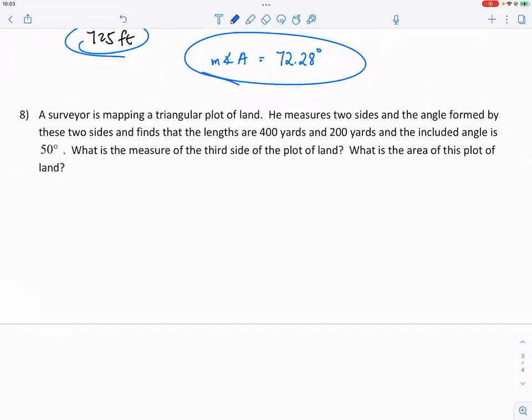A surveyor is mapping a triangular plot of land. He measures 2 sides and the angle formed by these 2 sides and finds that the lengths are 400 yards and 200 yards. Okay, and the angle in between them is 50 degrees. So we're asking, hey, what's the third side? And then also, what's the area?